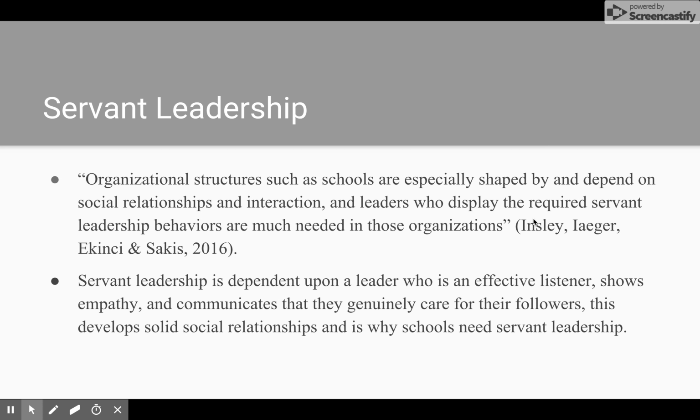Organizational structures such as schools are especially shaped by and depend on social relationships and interaction, and leaders who display the required servant leadership behaviors are much needed in those organizations. Servant leadership is dependent upon a leader who is an effective listener, shows empathy, and communicates that they genuinely care for their followers. This develops solid social relationships and is why schools need servant leadership.